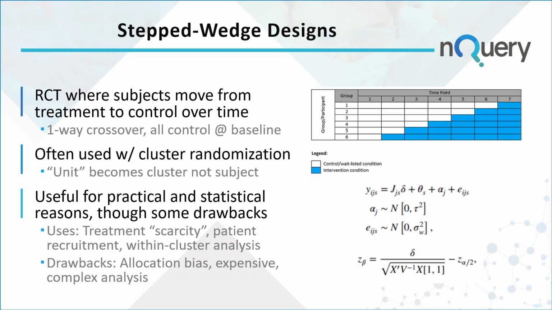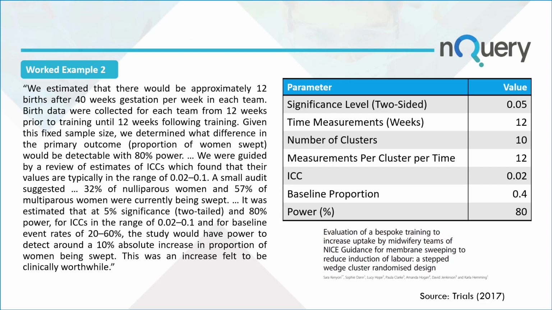So, cluster randomization and stepped wedge cluster randomization are really tools usually used in response to real practical problems or realities that you need to account for in your statistical analysis, because that's just how it has to run. And so what we're going to do here is a stepped wedge design, which was looking at membrane sweeping to reduce induction of labor, basically teaching midwifery teams the NICE guidance.